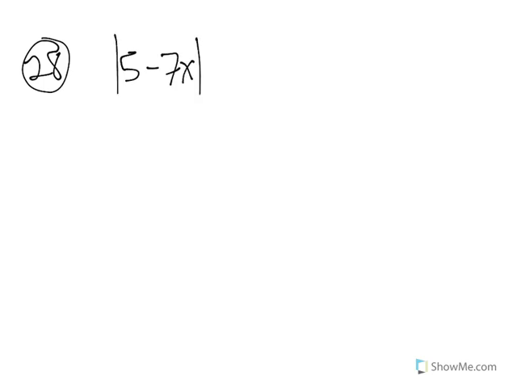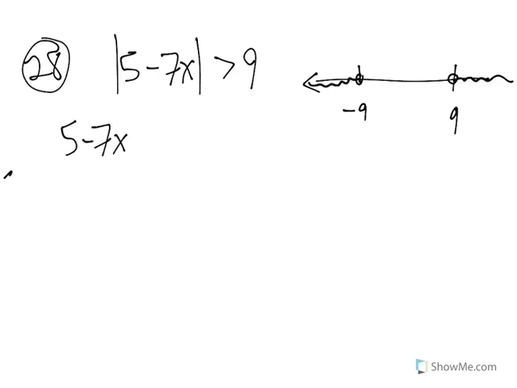Last piece, absolute value of 5 minus 7x needs to be greater than 9. So similar picture, here's negative 9, here's 9. To be farther than 9 units away means that you need to be to the right of 9 or to the left of negative 9, but 9 and negative 9 themselves aren't included because it's not less than or equal to or greater than or equal to. It's just a strict inequality. So let's go ahead and write these out. It's 5 minus 7x needs to be less than negative 9, or 5 minus 7x needs to be greater than 9. So let's go ahead and just solve these.